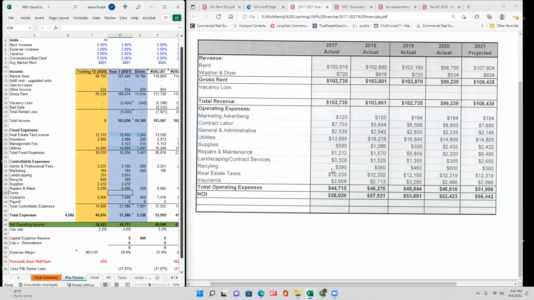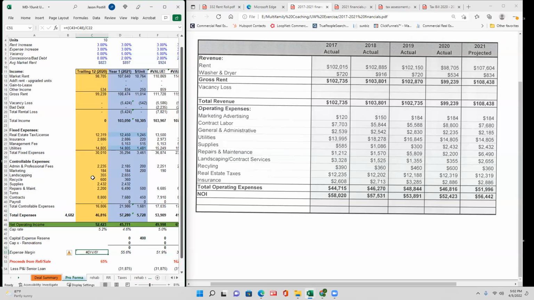Terms, management fee. But yes, if this looks right, go with it. If you're not sure, double check. Say insurance looks kind of light. 5 of the 10 units need a full rehab. We're going to be spending a lot more year one. So that's how you do that.